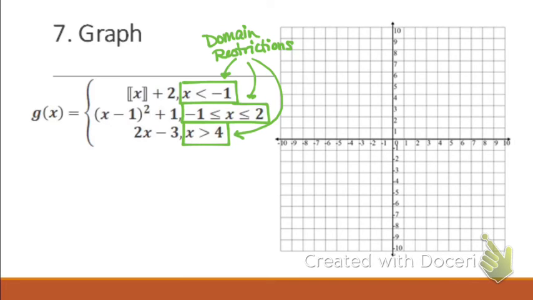I need a fence at -1. So back here. I need a fence at 2. And then I also need a fence where? 4. At 4.